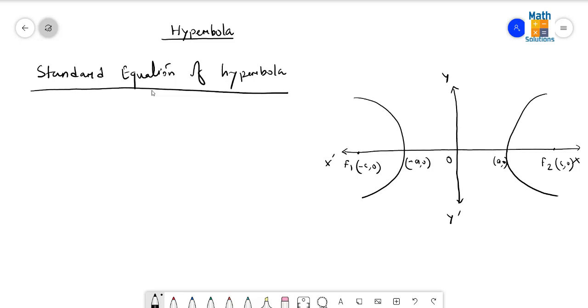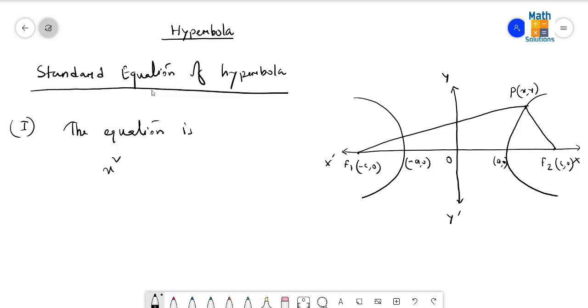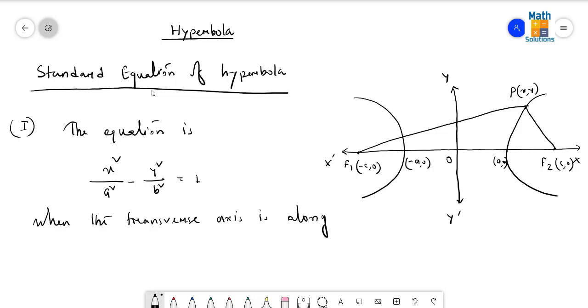For framing an equation, we already know that an arbitrary point is required. Suppose P(x, y) be any arbitrary point lying on the curve of hyperbola. When this point P is connected with F1 and F2, both of the foci, the equation takes the form, first type 1: x square by a square minus y square by b square is equal to 1, when the transverse axis is along the x-axis.